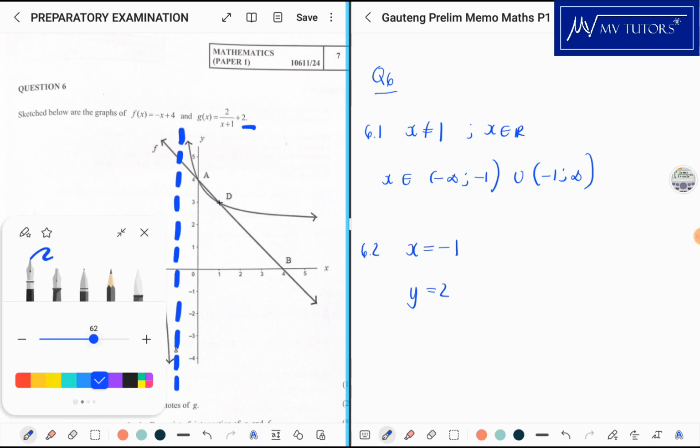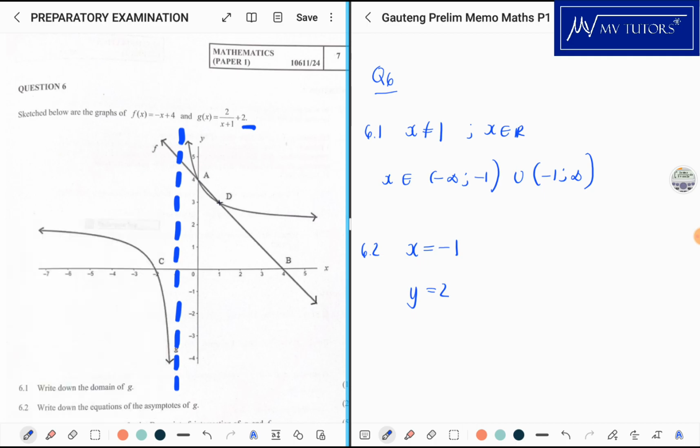Or can I not edit it? Okay, there we go. So y cannot be also equal to 2. Okay, my line is not so straight, but yeah, there we are. Y is equal to 2, as well as x is equal to -1.